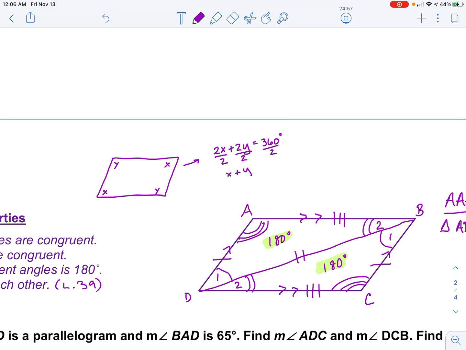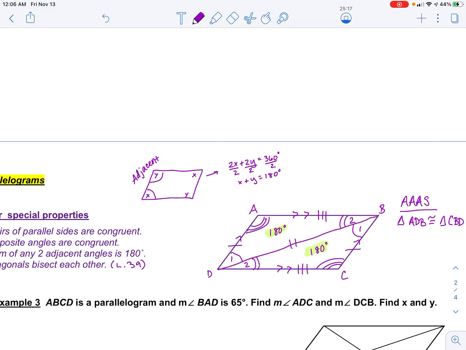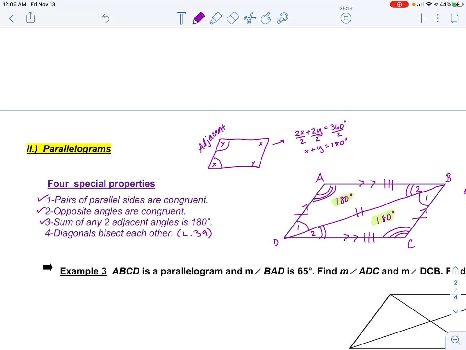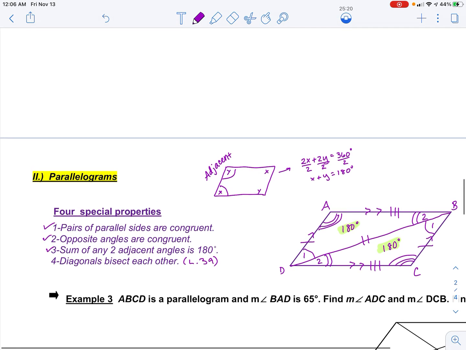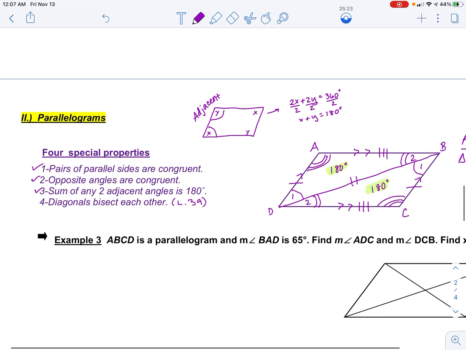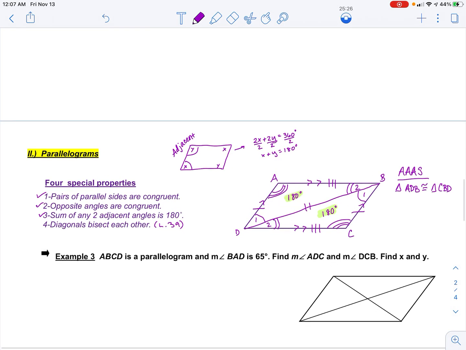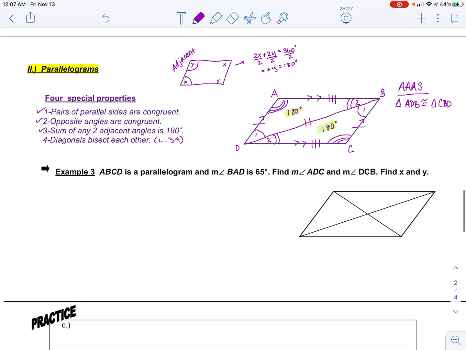Okay, and I'm going to end up with x plus y equals 180 degrees. So look at that. What is the relationship of x and y? They're adjacent. So there's how we can prove that adjacent angles will total 180 degrees. Okay, so they're supplementary. The sum of the two adjacent angles in a parallelogram will be 180 degrees. So looking at that, we just proved a whole bunch of stuff.